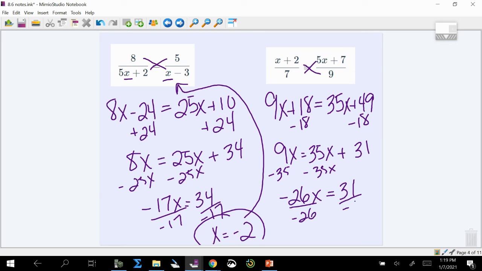I just want to double check that I did everything right. I think I did: 9x plus 18, 35x plus 49, subtract 18, you get 31, subtract 35x. I always like to double check if I get a weird answer. It doesn't mean it's wrong, just kind of a strange one. Divide by negative 26, and that will not reduce. So rather than write it as a decimal, I'm just going to leave my answer as negative 31 over 26. And again, I have no x's in the denominator, so nothing to worry about. So that's your first type of problem. You can get positive answers, negative answers, fraction answers, zero answers, but you are only going to get one answer for these.